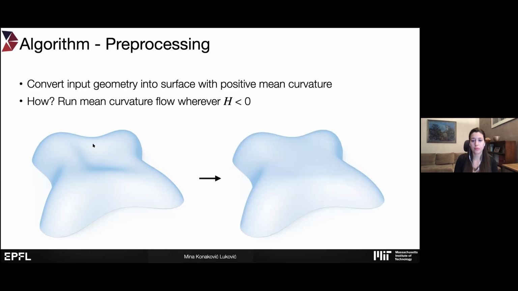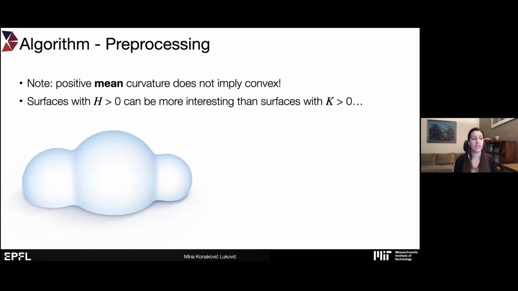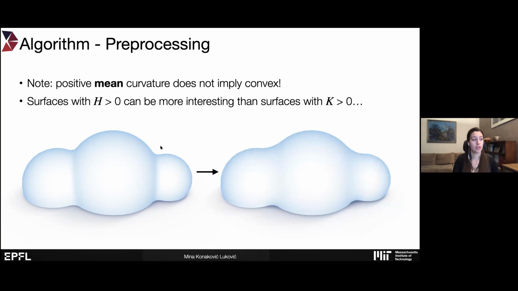And just not to think that the positive mean curvature surfaces are as limiting as the positive Gaussian curvature surfaces. We can even have saddle points, so we can have negative Gaussian curvature, but still have positive mean curvature everywhere. So for example, here we have these saddle points, and at first it has negative mean curvature, but once we deform it in these regions, it gets to positive mean curvature as well, but still preserving the saddle point, so still having negative Gaussian curvature.